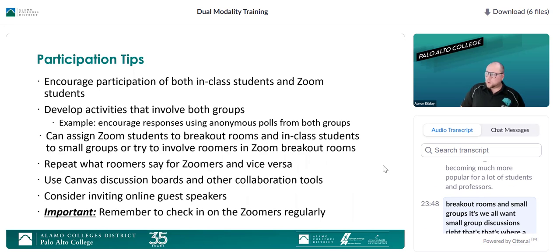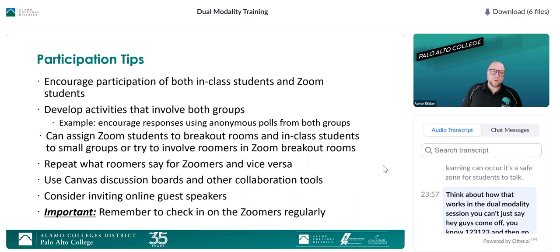Breakout rooms and small groups. We all want small group discussions, right? That's where a lot of learning can occur. It's a safe zone for students to talk. Think about how that works in the dual modality session.